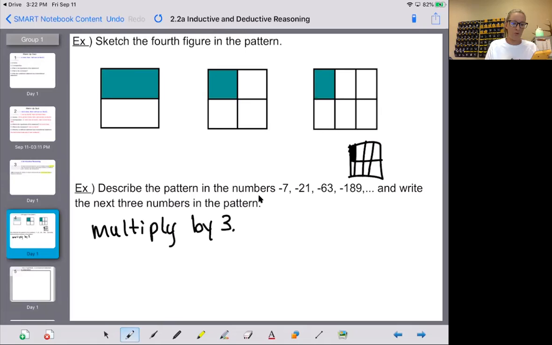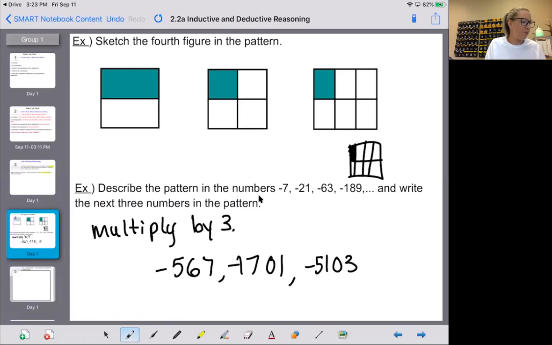And then I'm going to go through and multiply the -189 times 3, gives me -567. And then -1701 and -5103. So those are the next 3 numbers in the pattern.